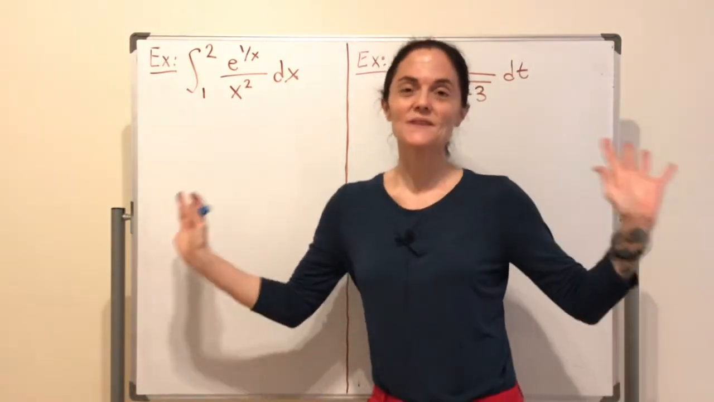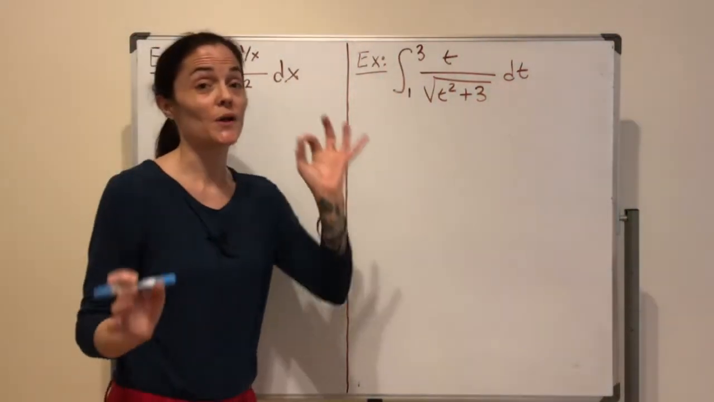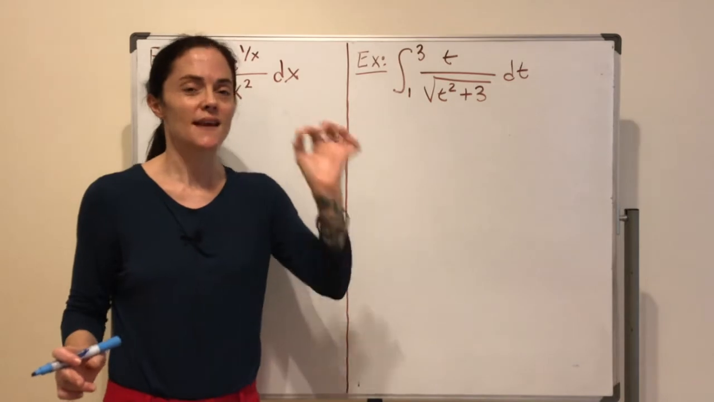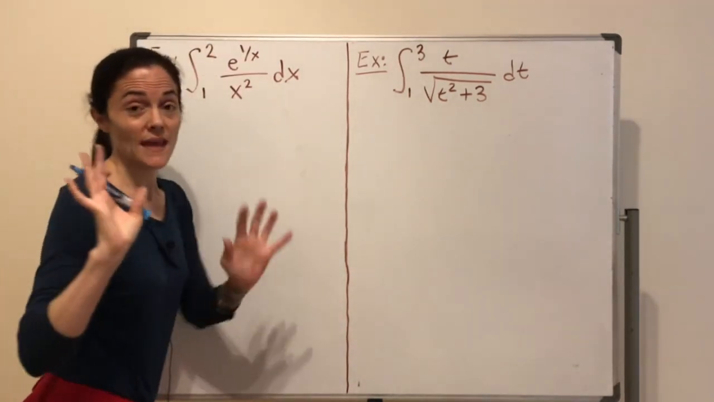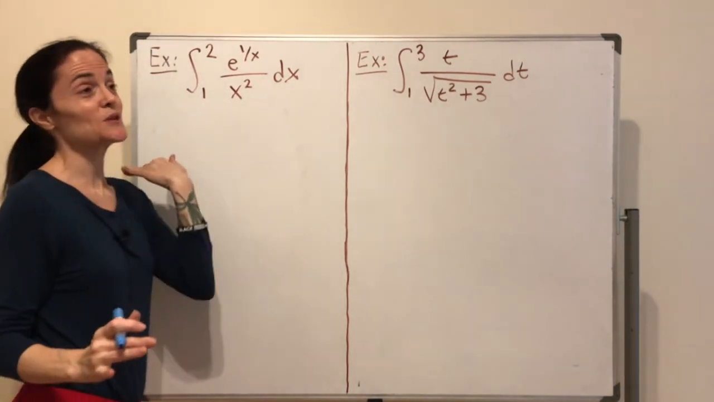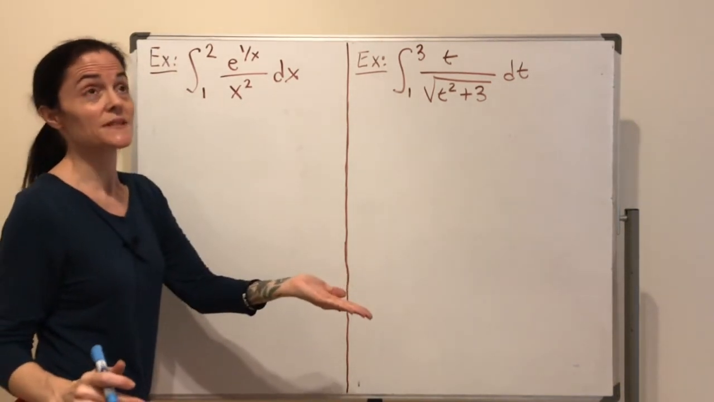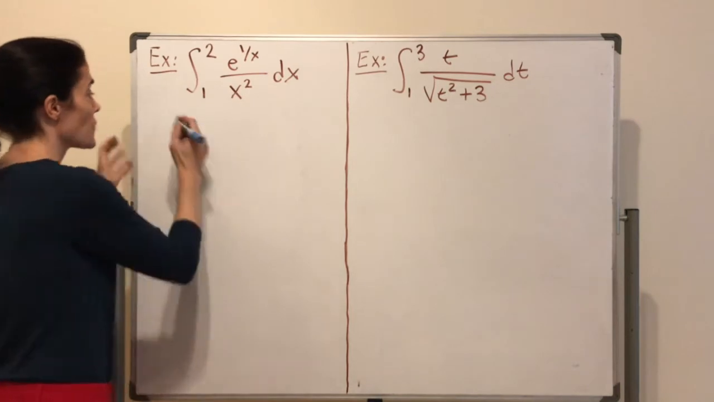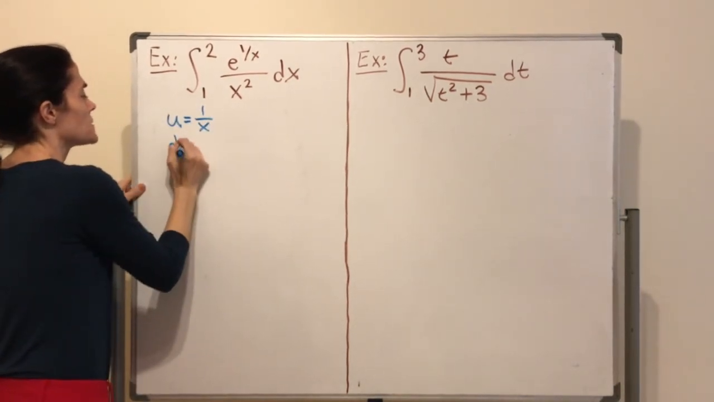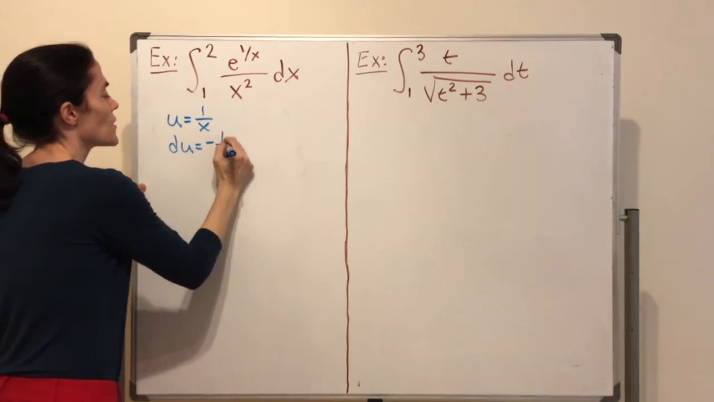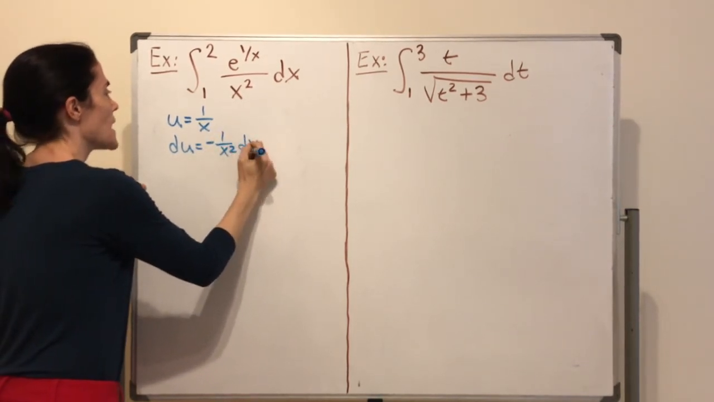Here are two definite integrals we will calculate using substitution. Here, up inside the exponent of e is 1 over x, and we do see a multiple of its derivative in the integrand. So u is 1 over x, du is negative 1 over x squared dx.